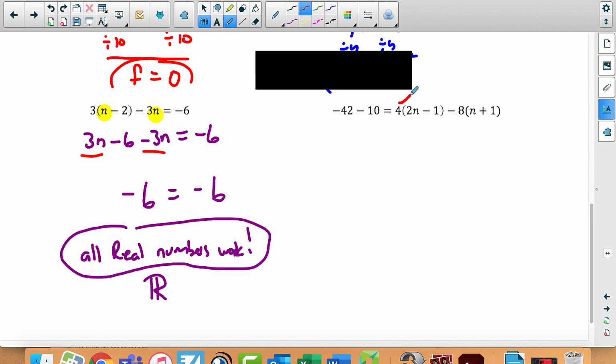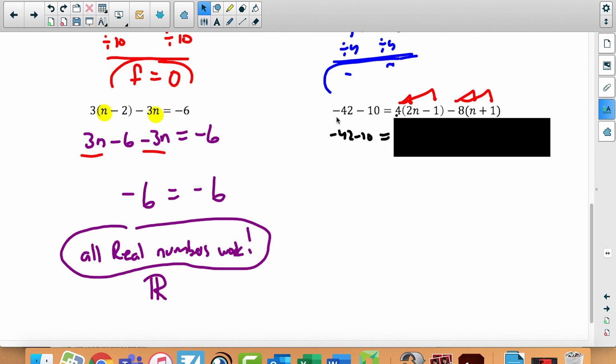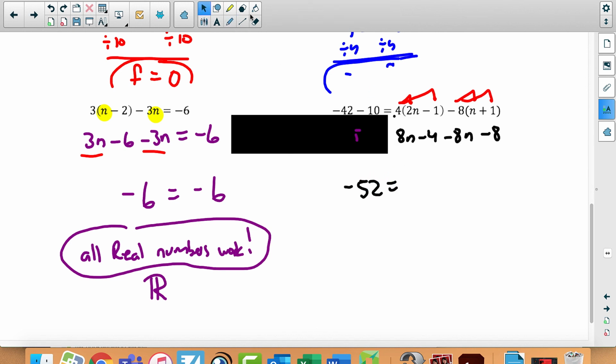How about this one over here? Okay, again, you have some distributive property, 2 cases of it here. So I have -42 take away 10 equals 4 times 2n is 8n, 4 times -1 is -4, -8 times n is -8n, and -8 times 1 is -8. Okay, let's look at the left-hand side. -42 take away 10. That's the same as -42 plus -10. So you're going to add those two together, get 52, and it's going to be negative. -52 equals.